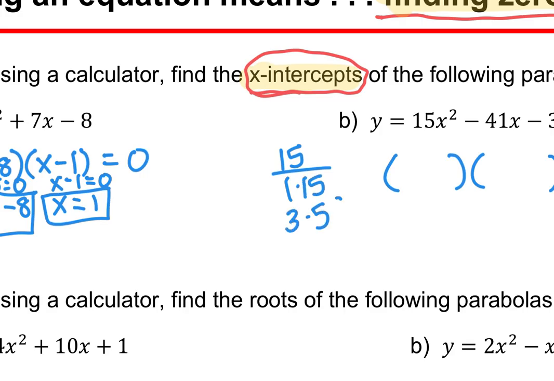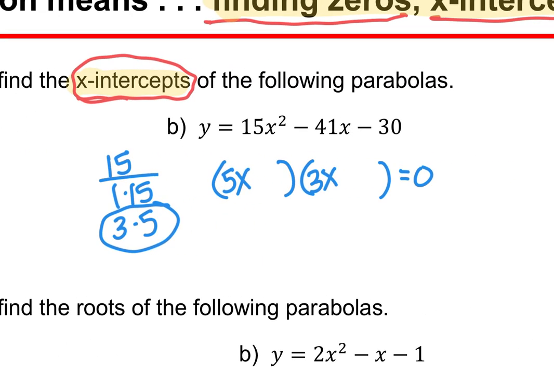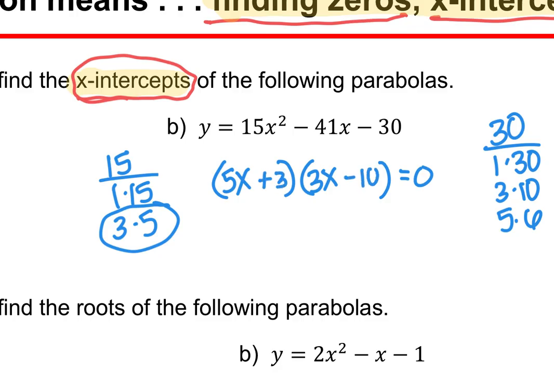So we're going to use the factors closest together. So I have my 5x and my 3x. Then I need factors of 30: 1 and 30, 3 and 10, and 5 and 6. Now we can immediately go to the factors closest together, but we need to see that they need to add up to 41. Do you see that right there? So let's try 3 and 10 for sake of time. We know we have a plus and minus, so plus 3 minus 10.